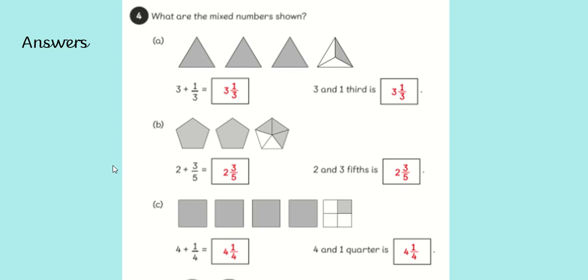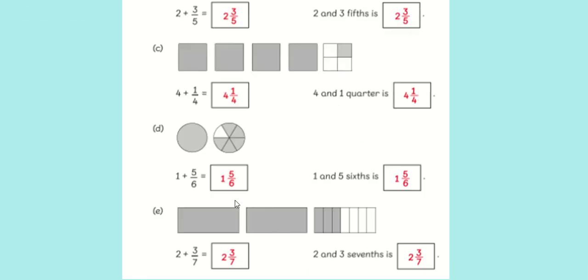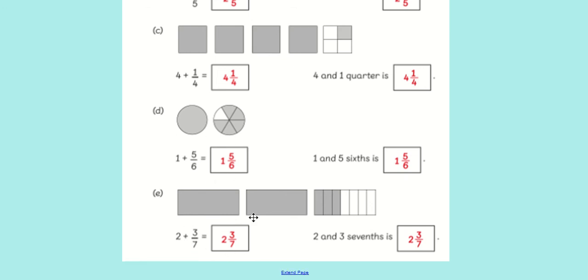Okay, next one, 3 full triangles. This one has been split into 3 and only 1 is shaded, so 1 out of 3, that's a third. 3 and a third. 2 add 3/5 is 2 and 3/5. 4 add a quarter is 4 and a quarter. 1 add 5/6 is written like this, and 2 and 3/7 is written like this. Well done! If you think you've challenged yourself enough in math today, you can end your lesson now.